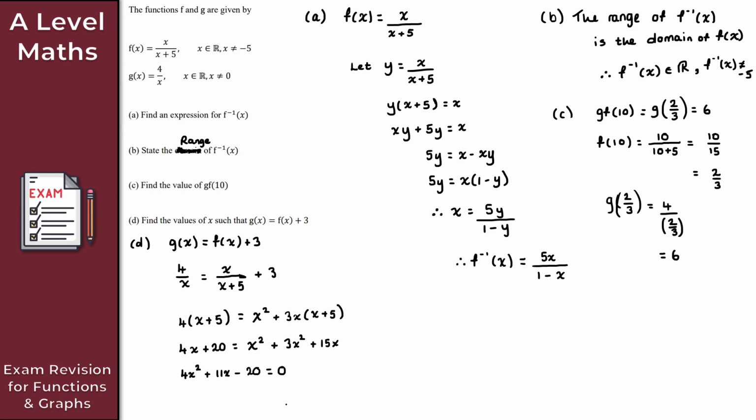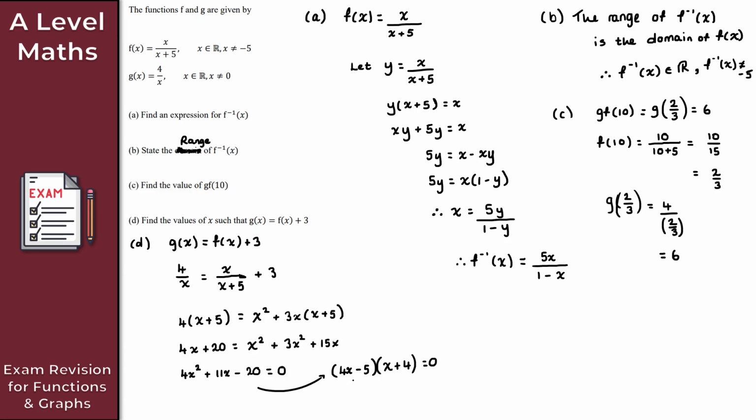Now the hope here then is that this quadratic does factorize. And the good news then is that this does indeed factorize. So what we get here then is 4x minus 5 for my first bracket, and then for the second bracket here, we get x plus 4. And this here then is equal to 0.